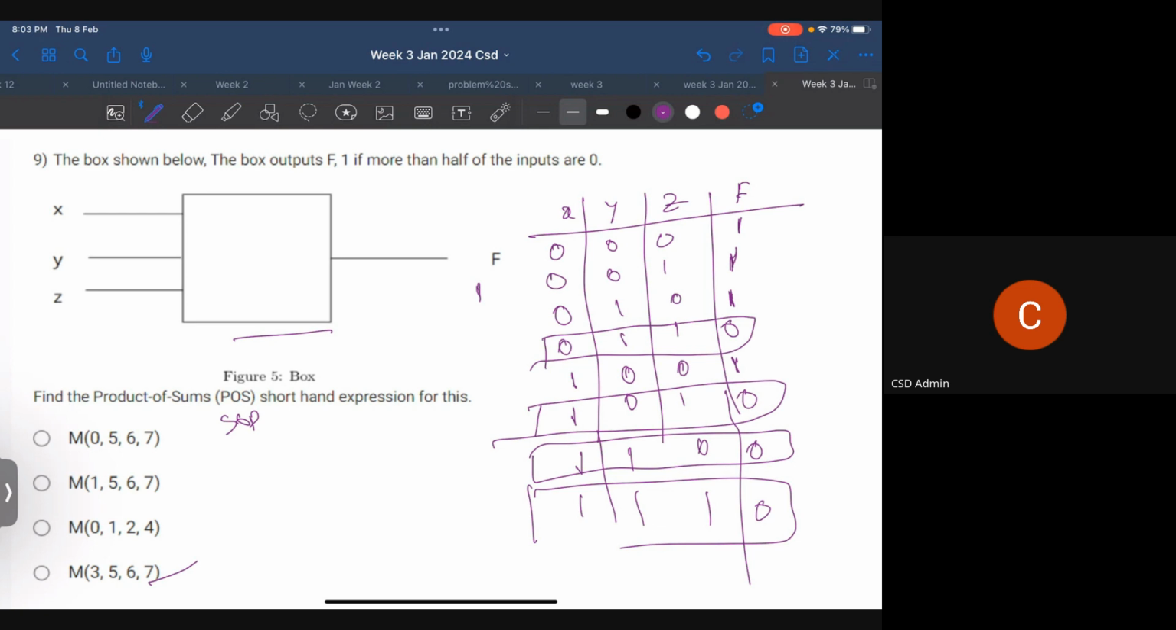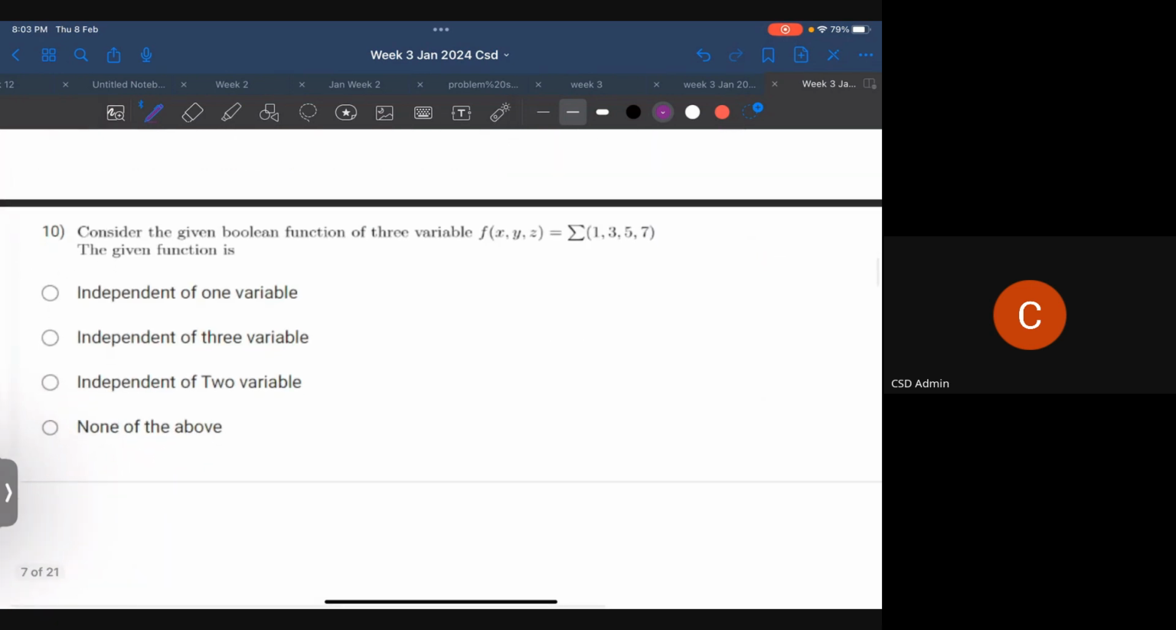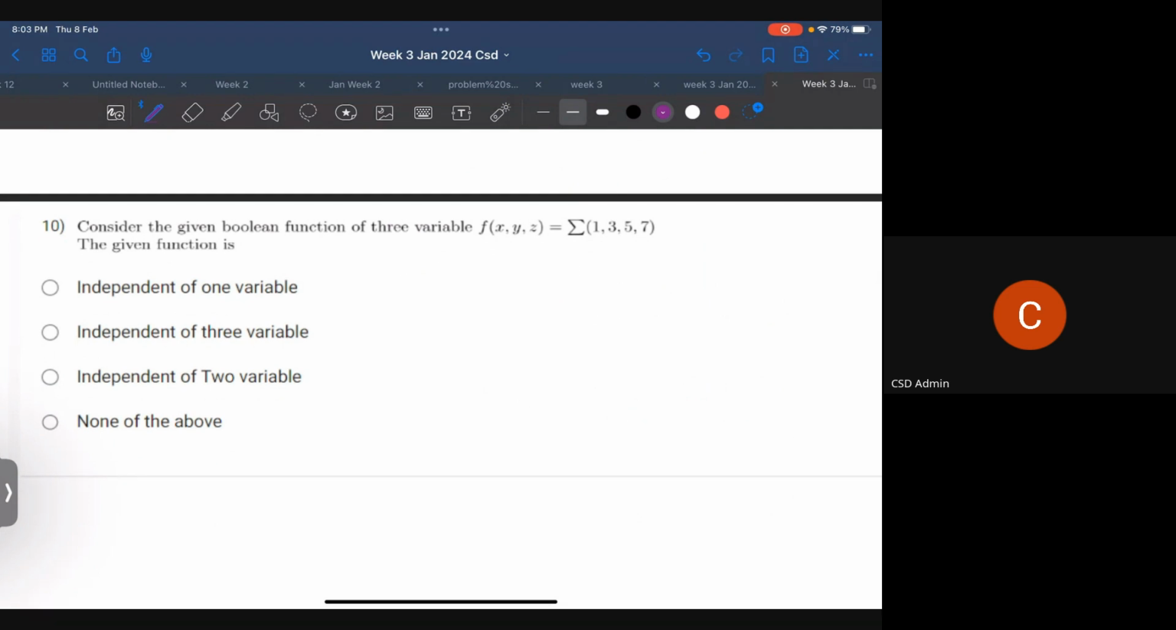Okay, now we'll be solving the next question. Consider the given Boolean function of 3 variables, f(x, y, z) equals summation of 1, 3, 5, 7. You have to find which variable the function is independent of. Basically, you have to minimize the function.